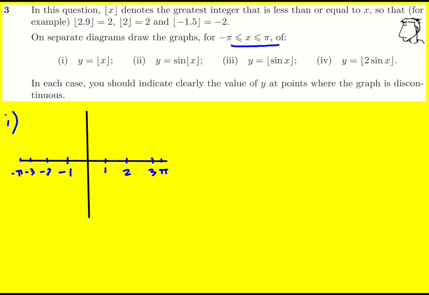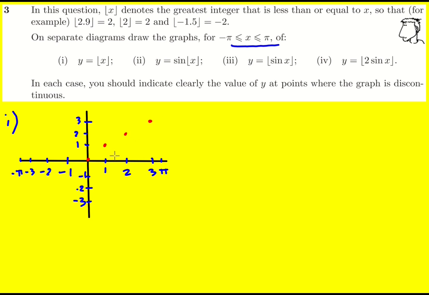So when x is 0, the floor function just gives 0. When x is 1, we're going to get 1. So I can also go up by some amounts here: 1, 2, 3. Let's deal with the positives first.